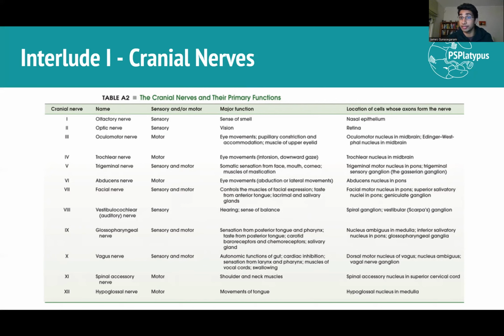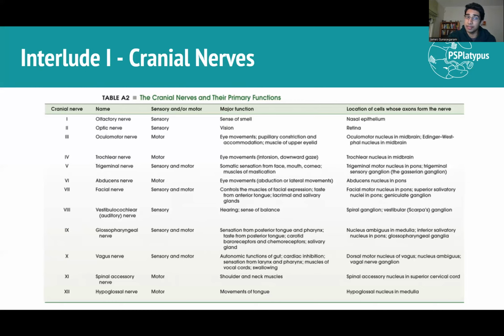Some of these are quite straightforward. If you look at 1, 2, and 8, they are literally just their senses. 1 is your smell, 2 is your sight, 8 is your hearing and your balance, and that's all they do. They come from the places that give you those senses: your nose, your eyeballs, and your ears. Some of them are also very one-tone. Your 3, 4, and 6, oculomotor, trochlear, and abducens, all they do is move eye muscles.